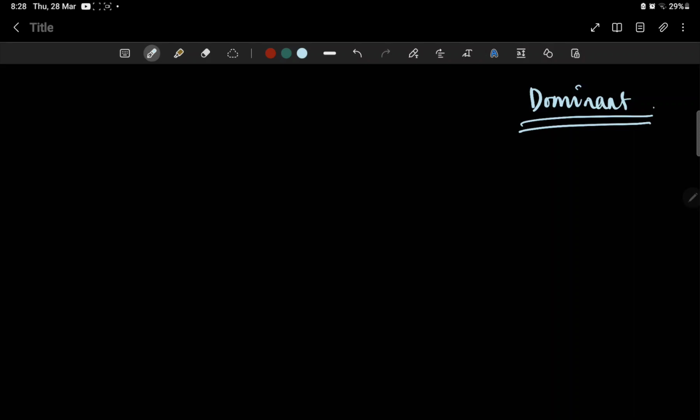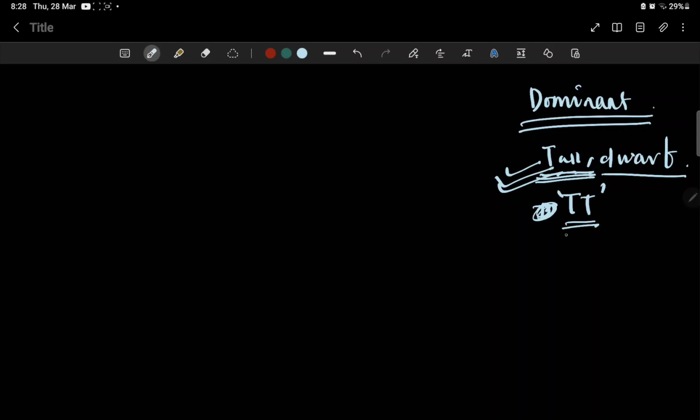Dominant means, as the name says, it shows the dominant character. If there are two characters, one is tall, one is dwarf, between the two characters we can see tall is the dominant character. So the gene which expresses tallness is known as the dominant gene. If we express tallness as capital T, then it is the dominant gene. So capital T represents the dominant gene.